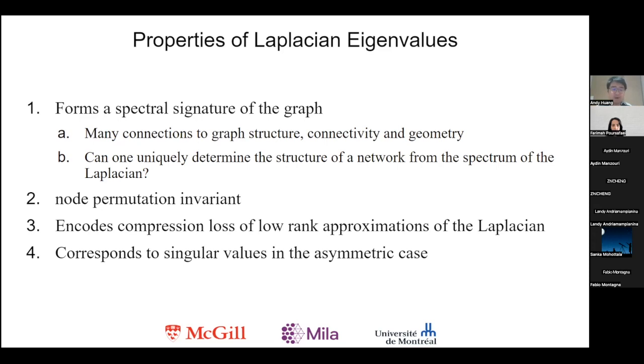And the eigenvalues are also permutation invariant. So no matter the ordering of the nodes, the computed eigenvalues will be the same. And it's also computed by the SVD, which gives the low-rank approximation of your Laplacian. And these would map to the singular values if the graph is asymmetric.